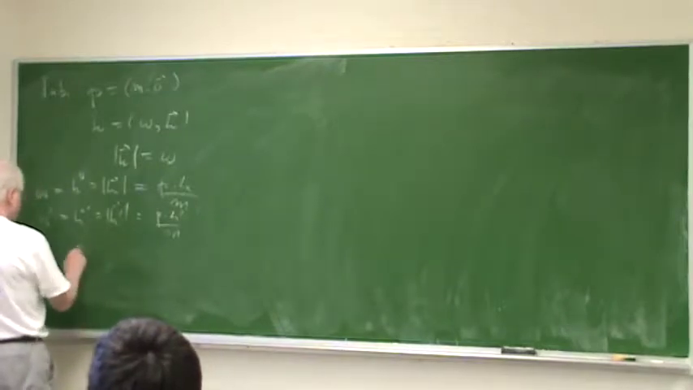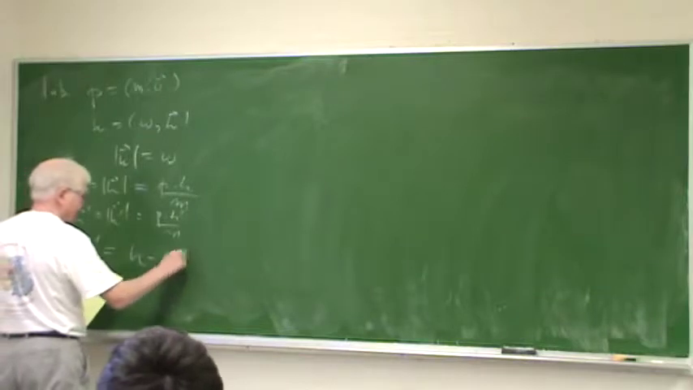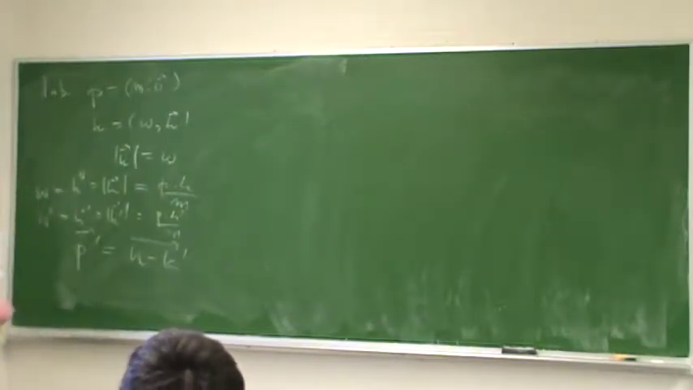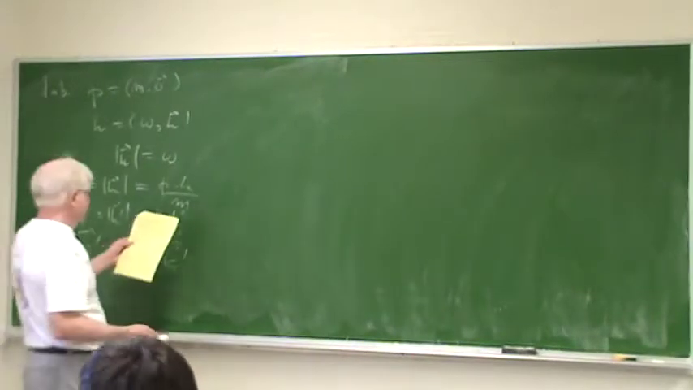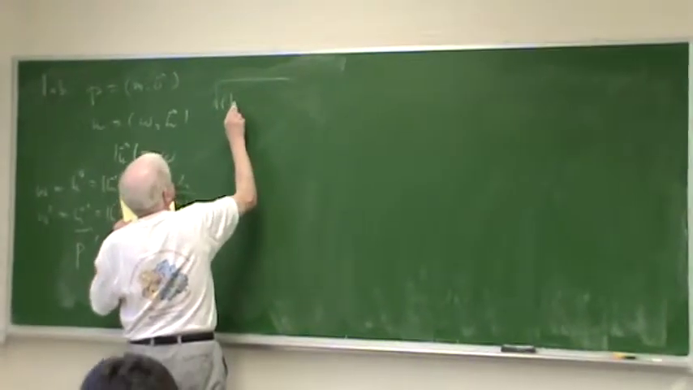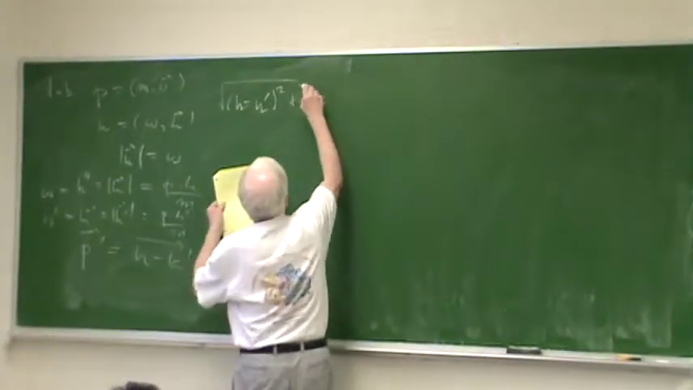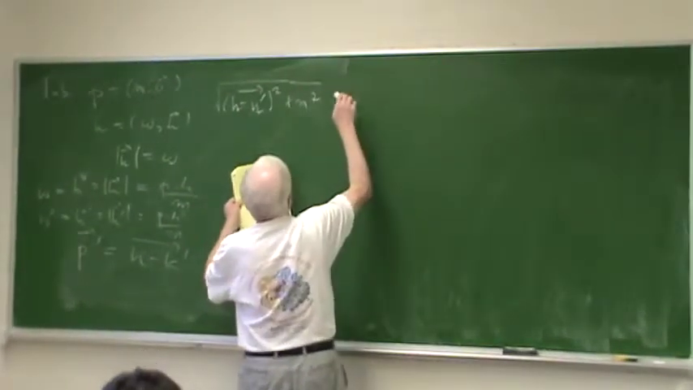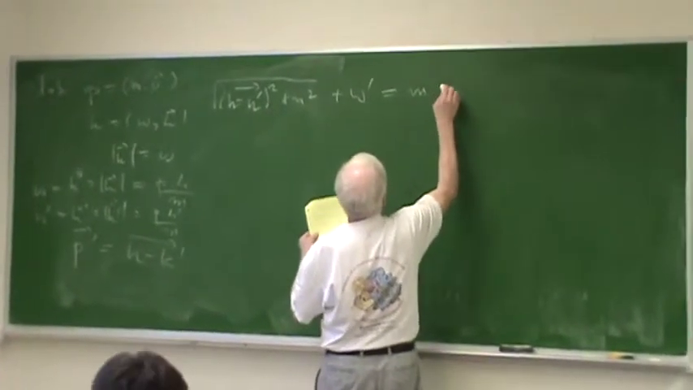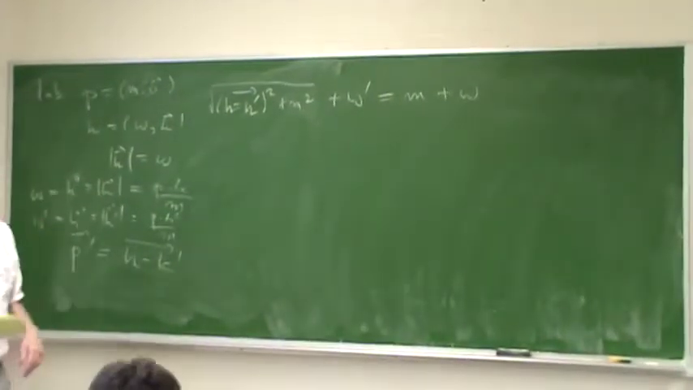Conservation of momentum, free momentum, tells us that p prime is equal to k minus k prime. So that's conservation just of free momentum. Now we do conservation of energy. The energy of the final electron is its momentum, which is k minus k prime squared plus m squared, the 3-vector, plus the energy of the final photon omega prime is the energy of the electron plus the energy of the initial photon.